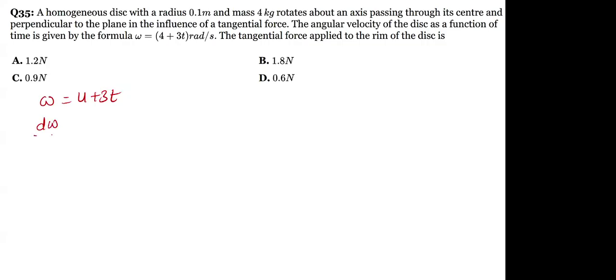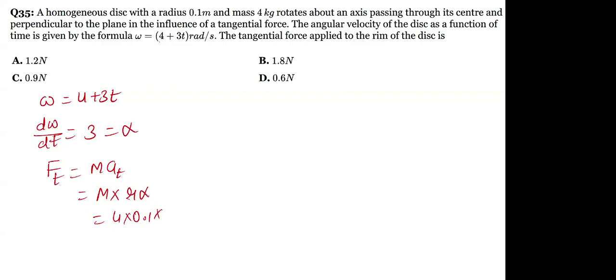So firstly, the angular acceleration that will be required. d omega by dt will be 3, which is nothing but alpha. So we know that tangential force is nothing but mass into tangential acceleration. Tangential acceleration we can write as r into alpha. So m, the mass, is 4 kilogram. Radius is 0.1. And alpha we have calculated as 3 radian per second square. So when you do it, 1.2 Newton of tangential force is applied.